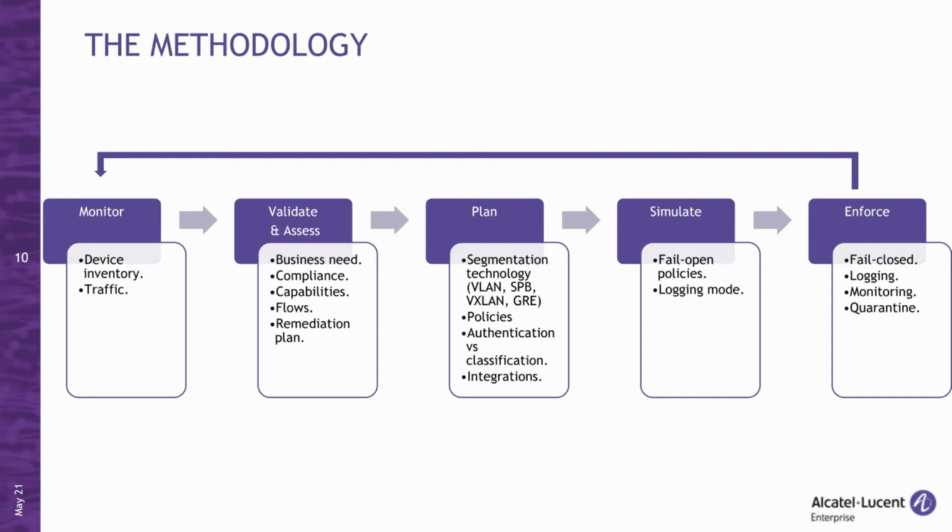Phase 2, validate and assess, or assess and validate. The next step is to validate these findings. Assess the business need. Any shadow IoT that cannot be justified should be eliminated as it unnecessarily increases the attack surface. For the rest, we need to identify the subjects, the users, the traffic flows, and the workflows because this will be reflected in policies.